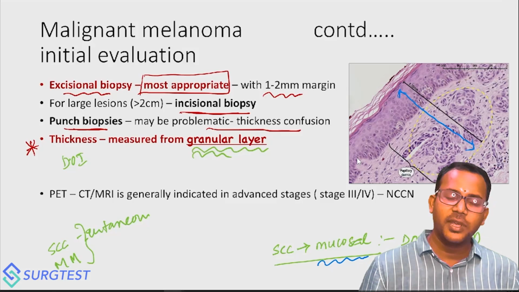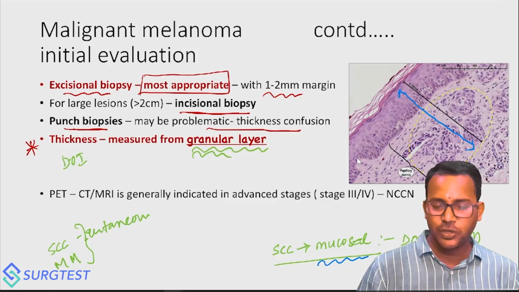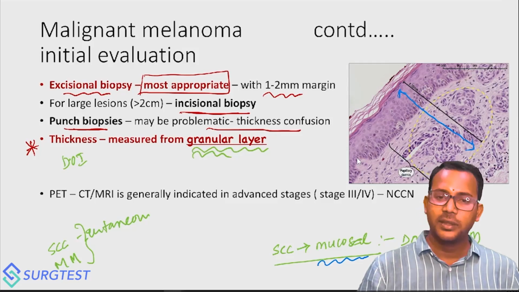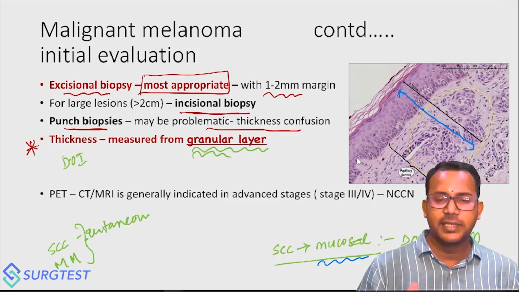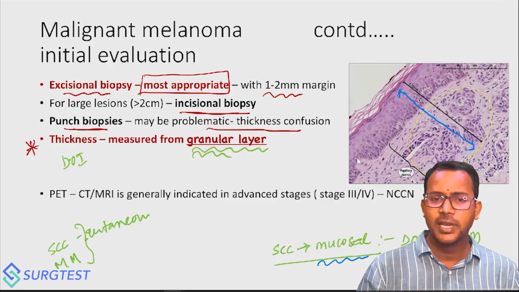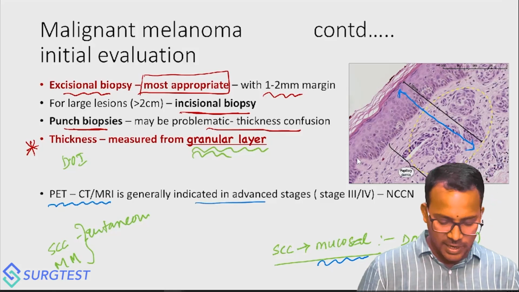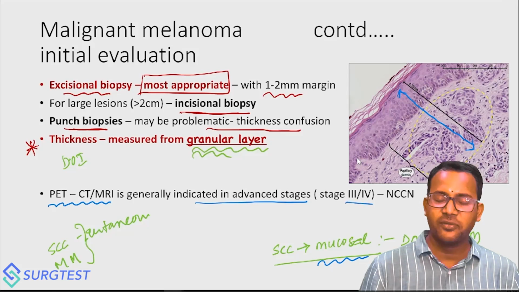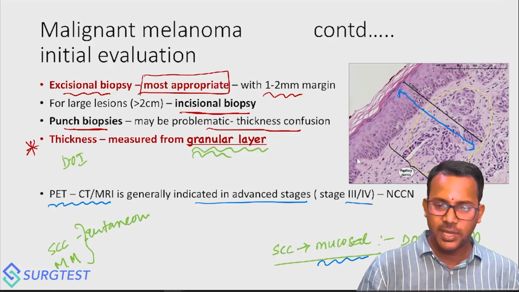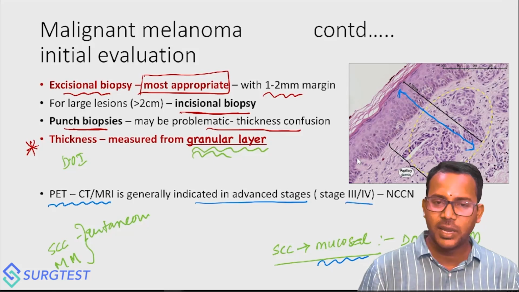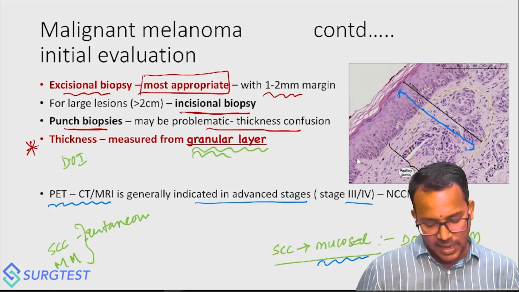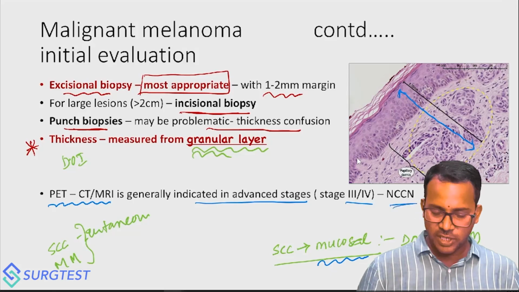Going ahead with further evaluation, once you have a biopsy that says it is malignant melanoma, you have to stage the disease, and clinical staging is the best staging for malignant melanoma. However, if the depth of invasion is more, that is, it is a thicker melanoma, then you are justified in taking a PET CT or PET MRI. This is usually indicated in advanced stages, let us say stage 3 or 4, that is, if you're able to find some nodes. In that case you are justified in taking a PET CT or an MRI as a staging workup for malignant melanoma, as has been endorsed by NCCN.